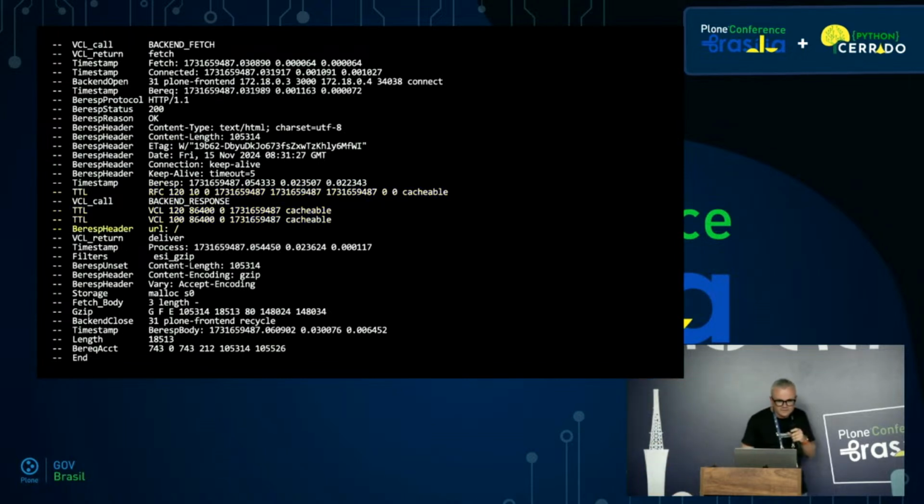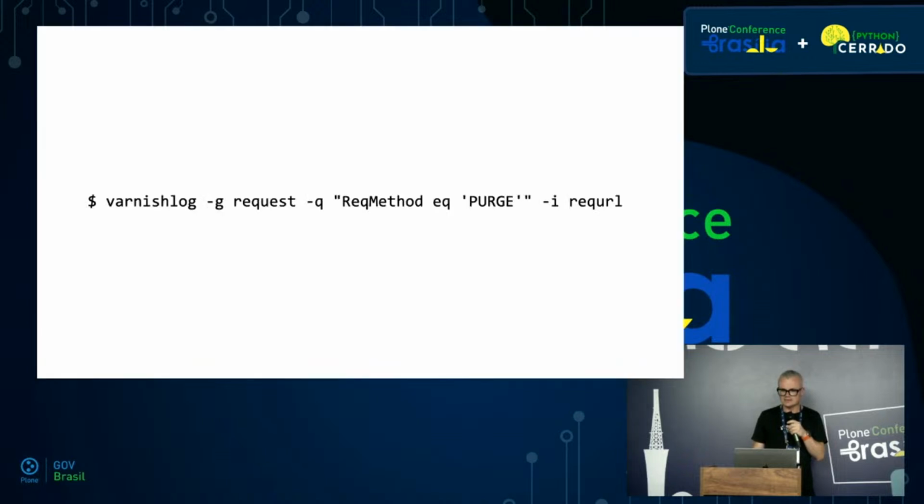What else have we got? We injected a custom URL header for cache invalidation. We've unset the accept encoding and made it gzippable, and we stored it in malloc storage. That being that. Okay, so that was logging.